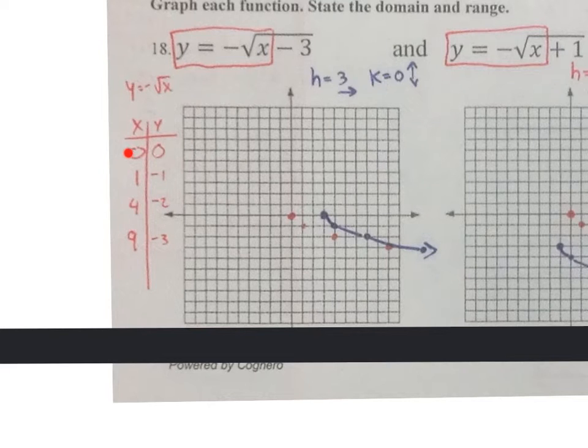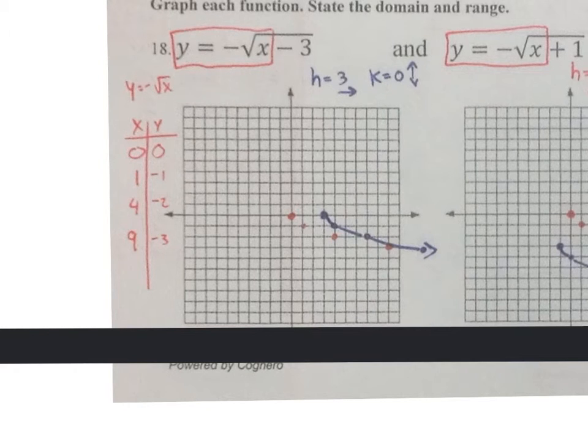And we think, okay, what could we plug in for x? 0, because the square root of 0 is 0, but with the negative in front, it's still 0. The square root of 1 is 1, but with the negative in front, it's negative 1. The square root of 4 is 2, but negative 2. The square root of 9 is 3, but with the negative in front, it's negative 3. So you have these coordinates, you graph them, you got those red dots right there.